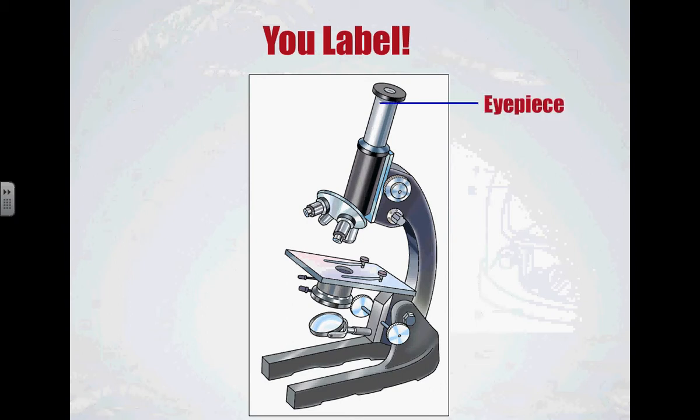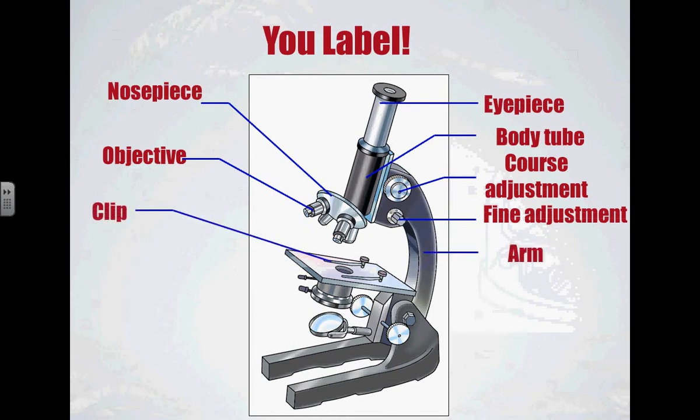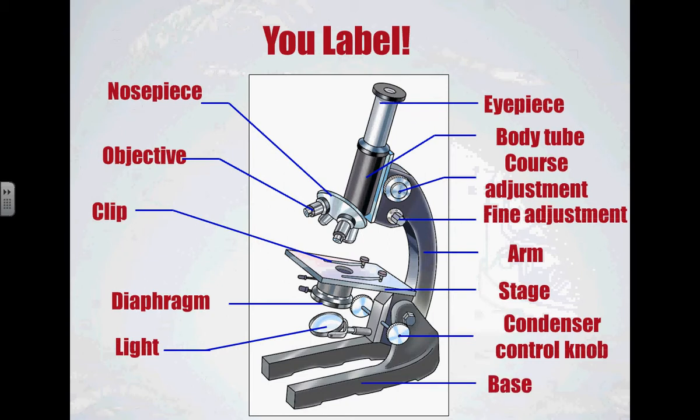So again, if we go through, we have the eyepiece, the body tube, the coarse adjustment, fine adjustment. We have the nose piece and the objective lenses. We have the arm, stage clips, diaphragm, and the light, and the base. Okay? We don't have a condenser control knob on ours.